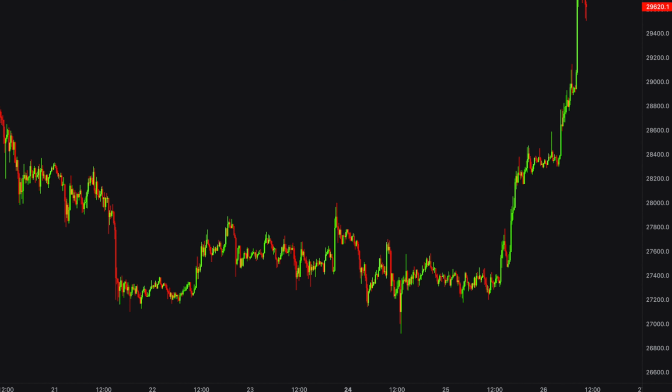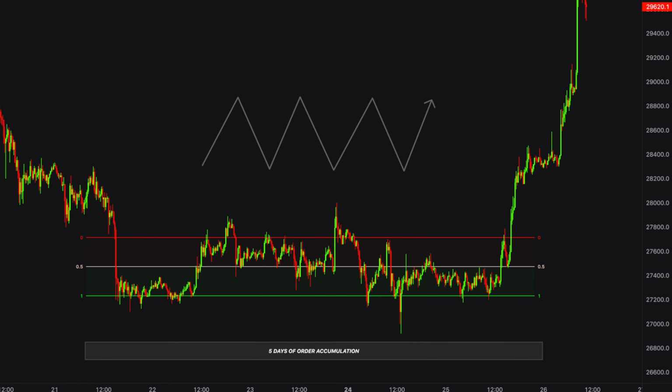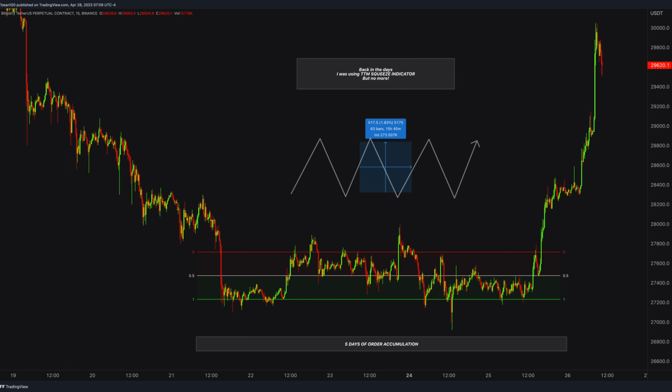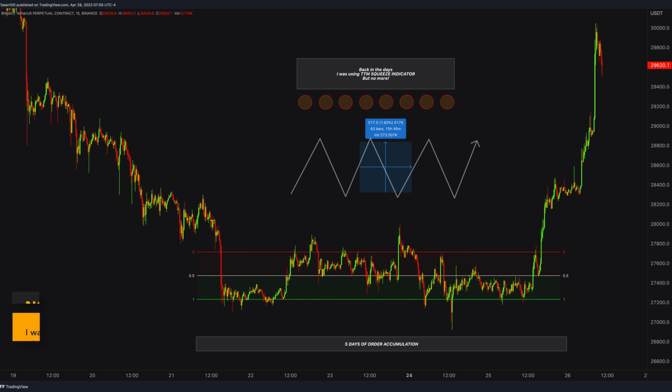I was watching this order accumulation for almost a week. 5 straight days of accumulation. Price was going up and down in this 2% range without rallying. Back in the day when I first started trading options with the Think or Swim platform, I was using the TTM squeeze indicator. It was plotting these red dots when the orders started to accumulate, basically ranging. I knew that back then a rally was coming and the ranges are the most basic sign.